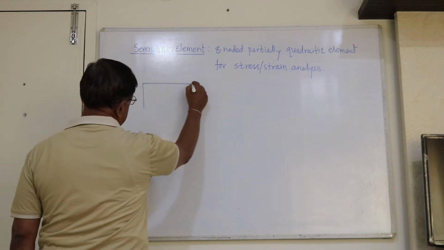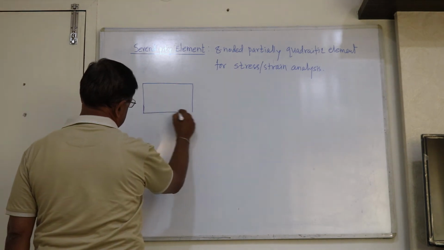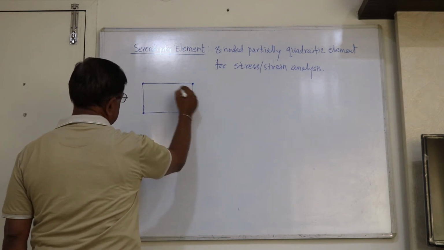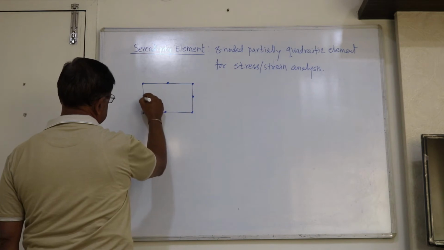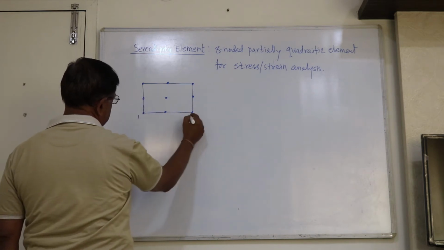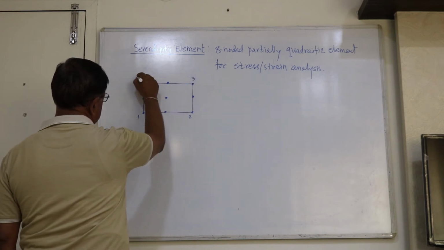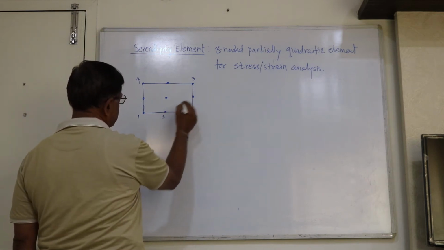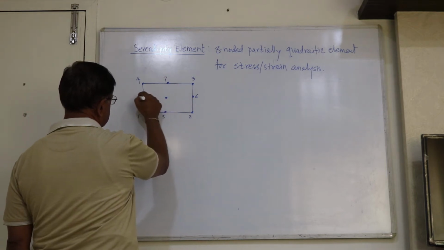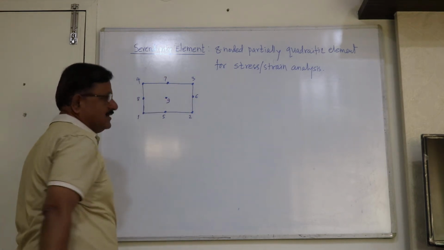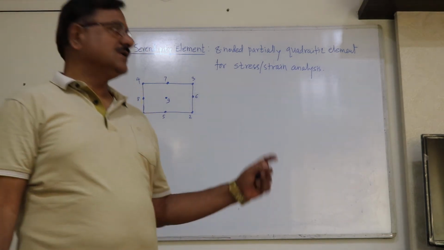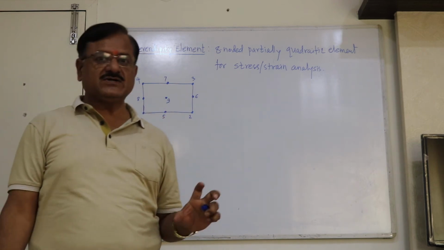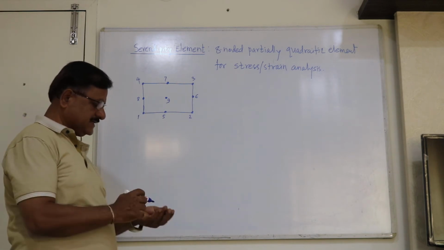If we consider the rectangular element, say 9-noded rectangular element. So node 1, 2, 3, 4, they are called primary nodes, and node 5, 6, 7, 8 and 9, they are called secondary nodes. So 9-noded quadrilateral element is a fully quadratic element. It is a fully quadratic element.